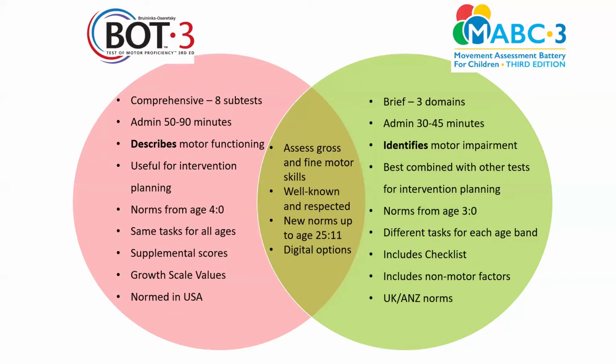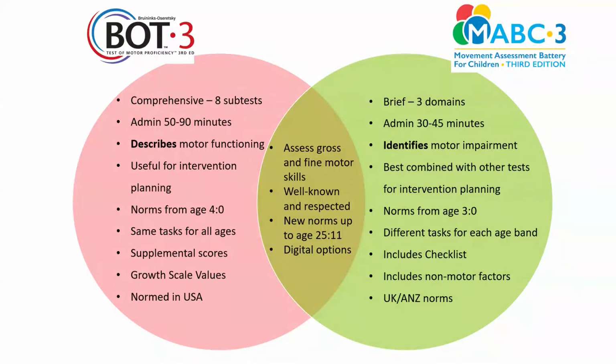And lastly, if we think about the norms for each test, we know that the BOT-3 data were collected in the United States, whereas norms for the Movement ABC-3 are derived from data collected in Australia, New Zealand, and the UK. And not forgetting the history of the test, where the original norms for the Movement ABC, the first edition, were actually collected in the US.